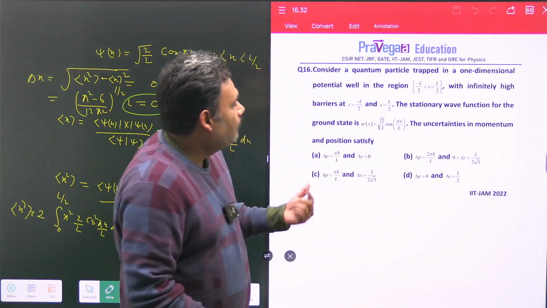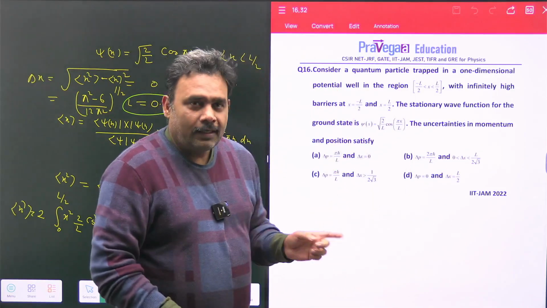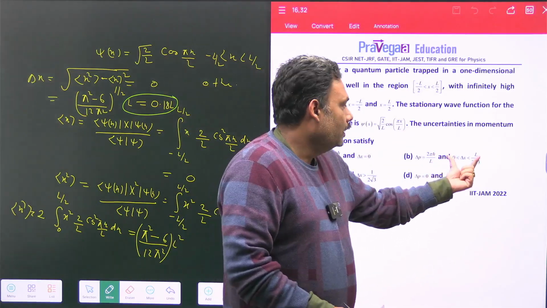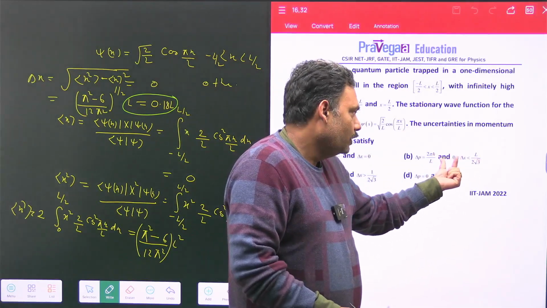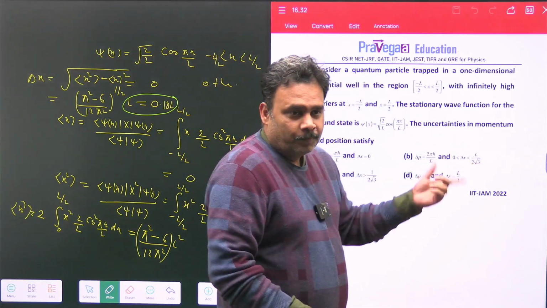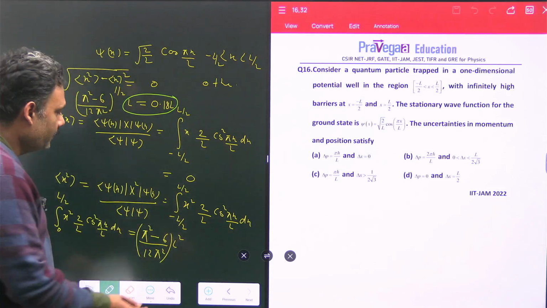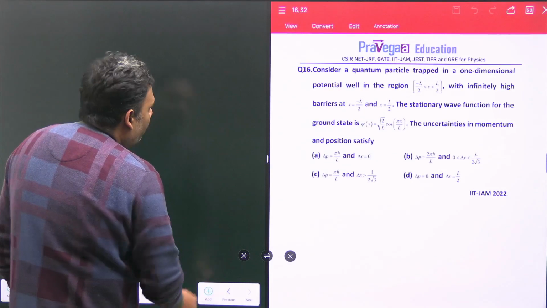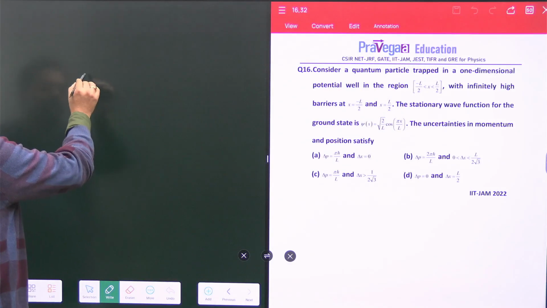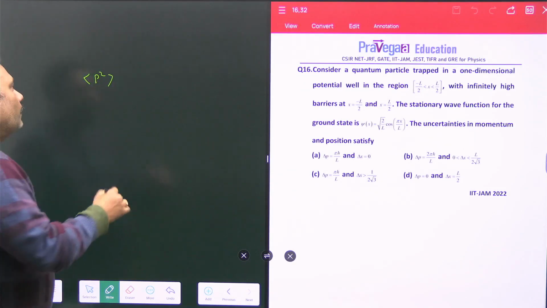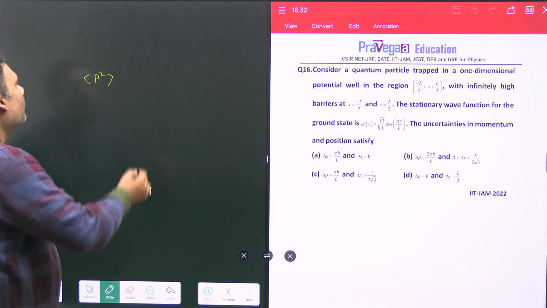So let us try to go for delta p. Never tick the answer with half calculation. Here delta x is between 0 and L by 2 root 2. So let us try calculating delta P. This is very interesting. When we calculate delta P, first we have to calculate delta P square, and I can calculate it in a very shortcut manner.